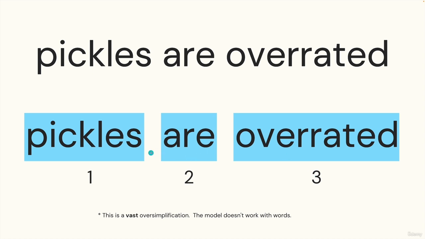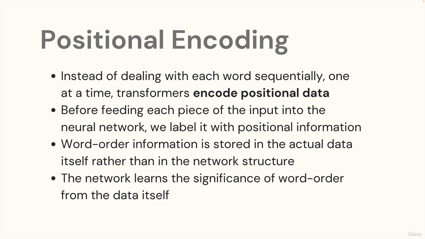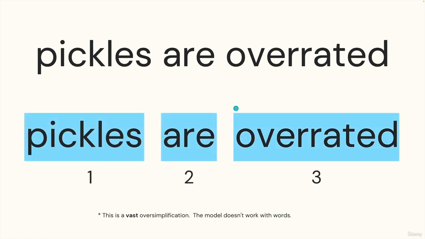This is a vast simplification of it. The model doesn't even really work with words individually, and it doesn't encode a position like this as just a single number, but it's a similar concept. When each piece of the data is fed into the network, it is encoded with positional data as it is fed in. So the word order or the token order information is stored in the actual data itself rather than in the structure of the network.